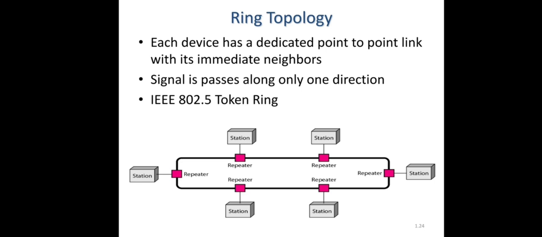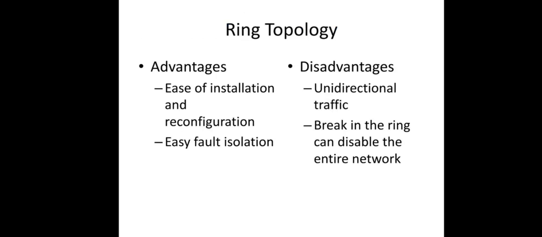Now coming to the main benefits of this ring topology, definitely the cabling required is less, right? And ease of installation and reconfiguration. If you want to reconfigure after installation, or if you want to add more devices, only two different connections are to be made, right? That is, reconfiguration is easy, installation is also easy, and there is easy fault isolation, because the signals always travel along one direction.